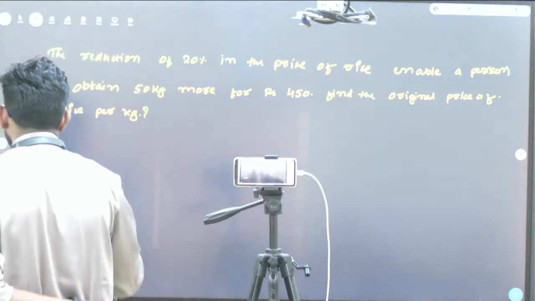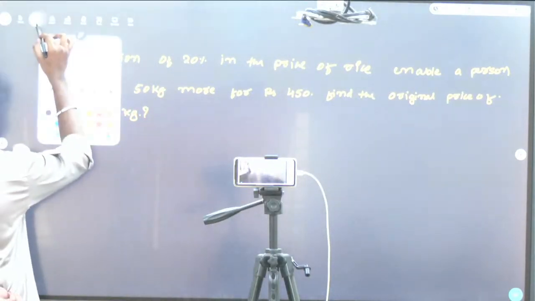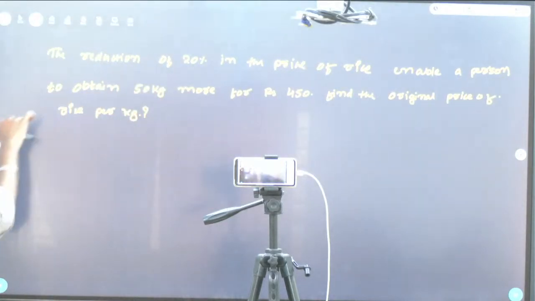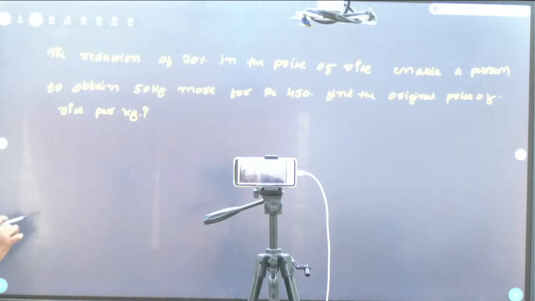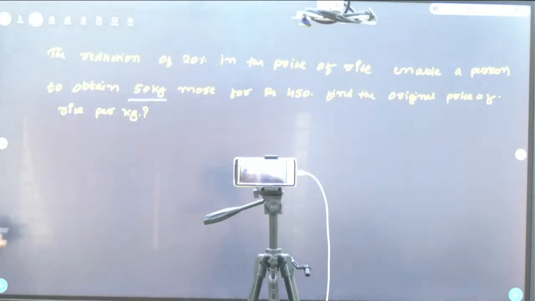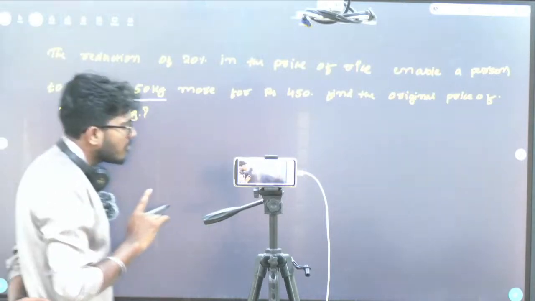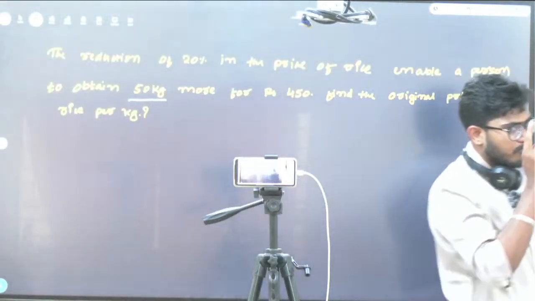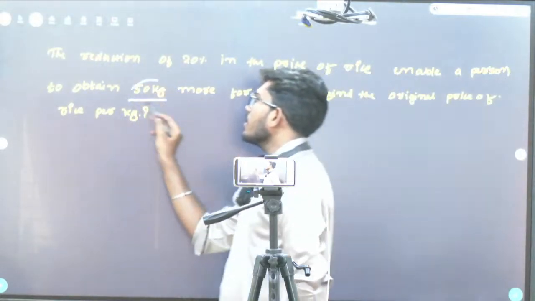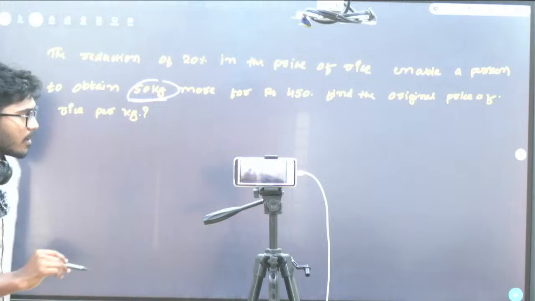See, this is the normal method. First you check: the reduction of price, how many percent reduction? 20%. Initially 100%, now 20% reduction. Then the price enables the person to get how many kg extra? 50 kg. For how much money? Both times he is paying only 450. Initially also paying 450, now also paying 450. But the price per kg will be reduced, so he gets 50 kg extra.